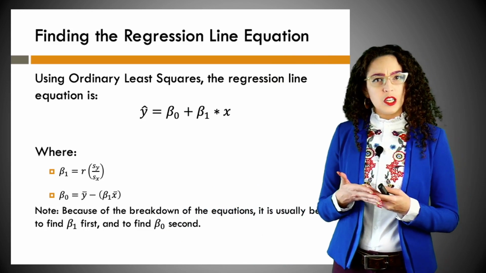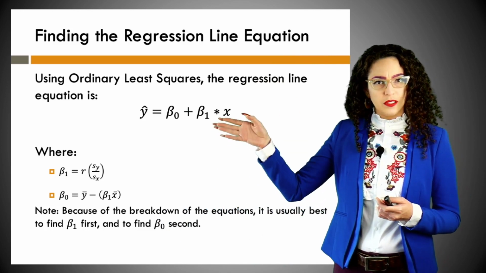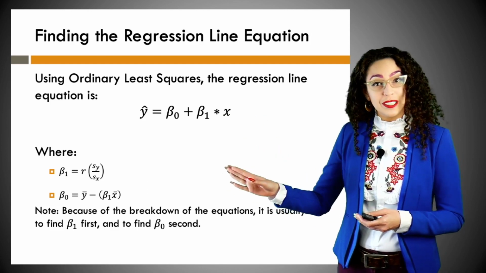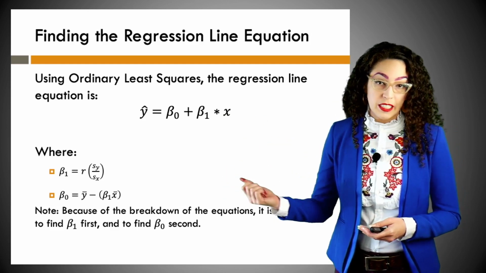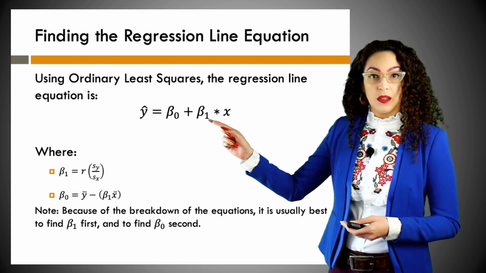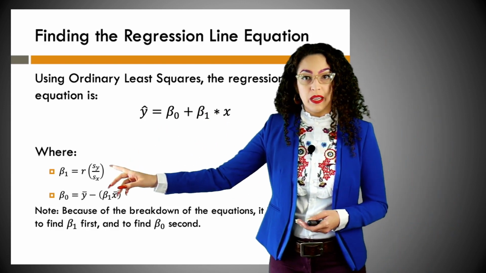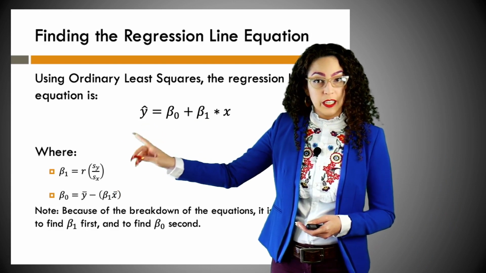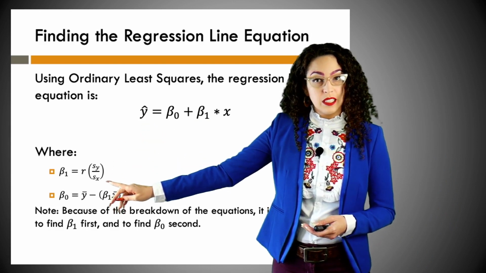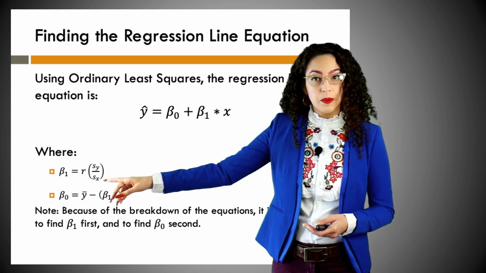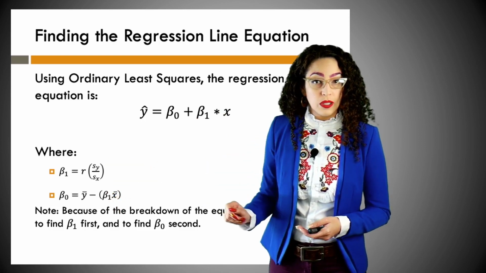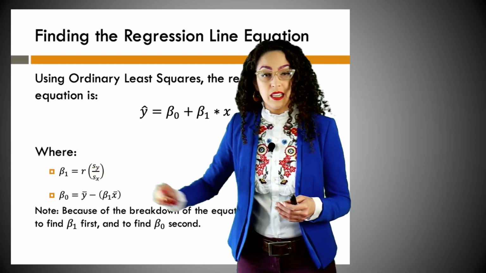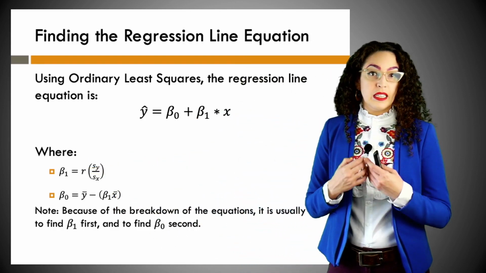So how do we actually go about finding these values, these coefficients? Well, we would use a computer usually, but let's walk through an example of how we actually get to these values. So this beta 1 is actually going to be the standard deviation of y, the response variable, over the standard deviation of x, the explanatory variable, times their correlation, the correlation between x and y. And that gives us the beta 1, the slope.